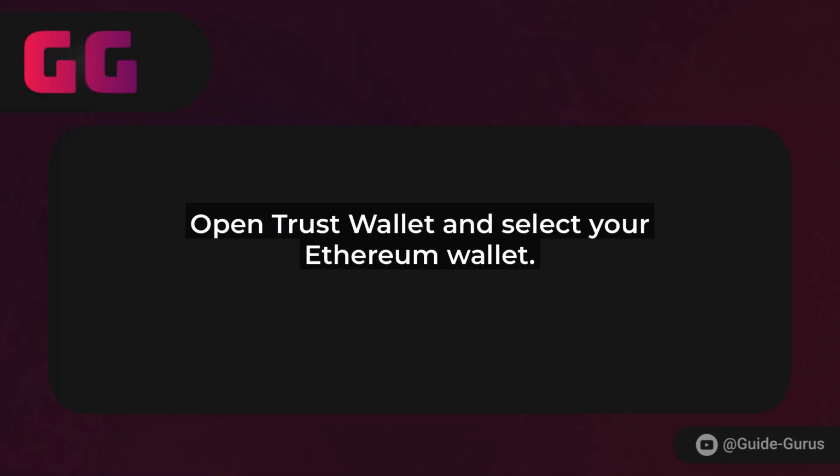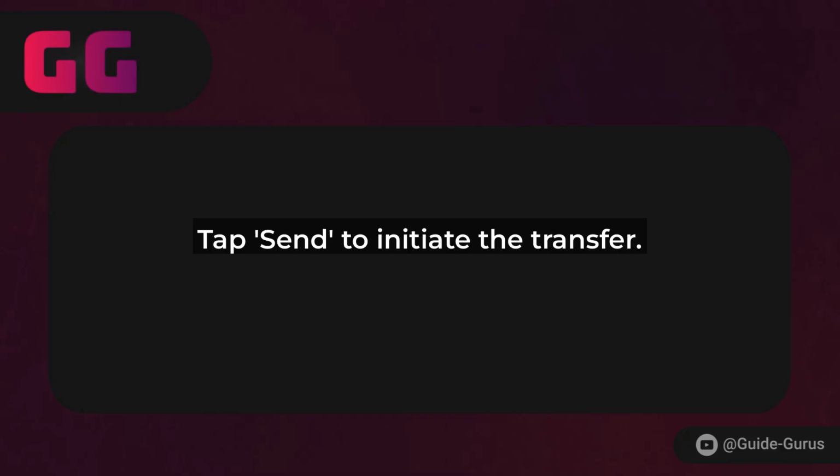Today, we're tackling how to send Ethereum from Trust Wallet to Binance in 2025. With the crypto world evolving fast, this step-by-step guide will help you transfer your Ethereum securely and efficiently. Whether you're a beginner looking to move funds or an experienced trader optimizing your portfolio, this process is simpler than you think. Let's dive right in.